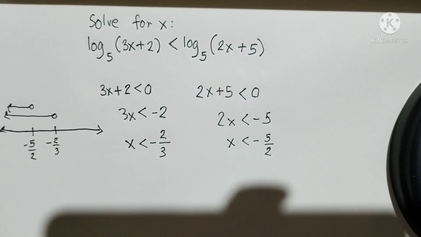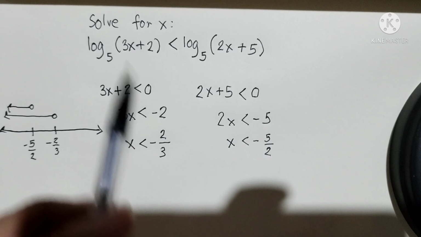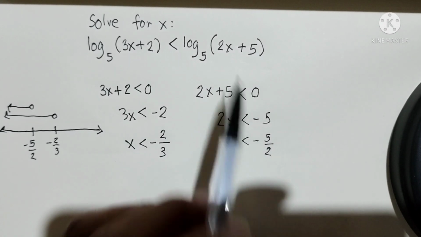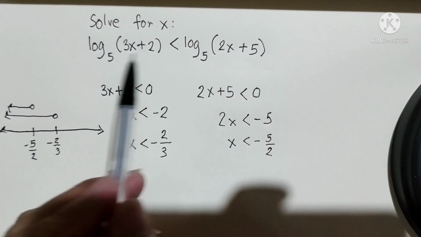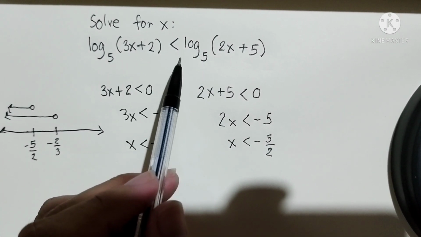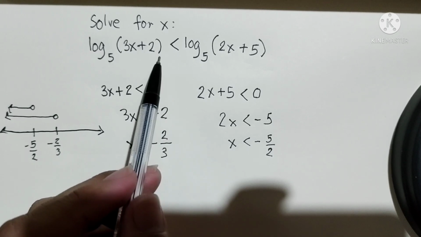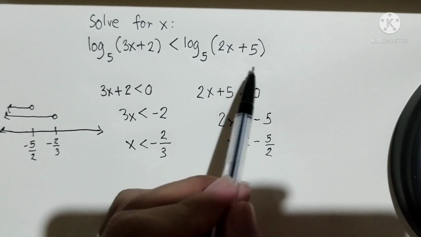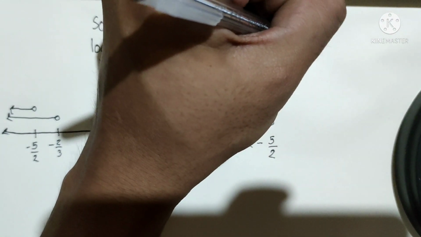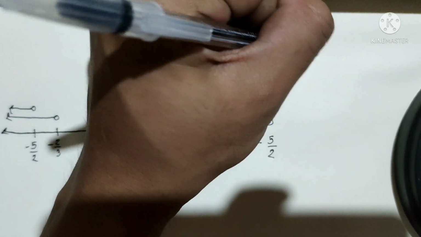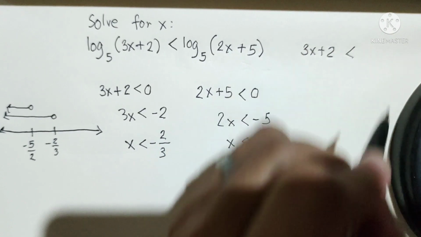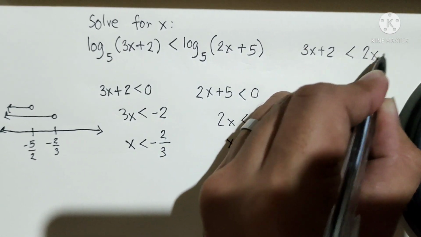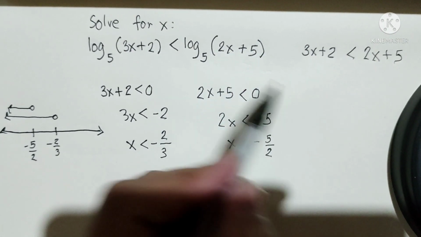Now, na-take note na natin yung mga values na ayaw nung left tsaka nung right, then we will now solve for x here. So, kung natatandaan ninyo dun sa first video, kapag meron tayong log sa left at log sa right, pwede na nating alisin yon. Para ang isosolve na lang natin ay yung mga naiwan na quantities. Yung 3x plus 2 should be less than 2x plus 5. So, parang inalis lang natin yung mga log.